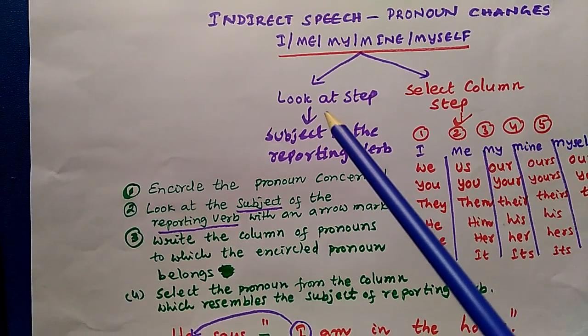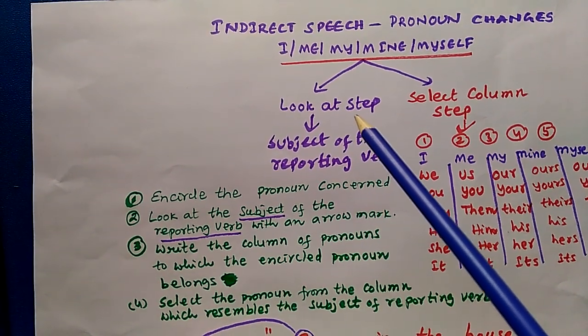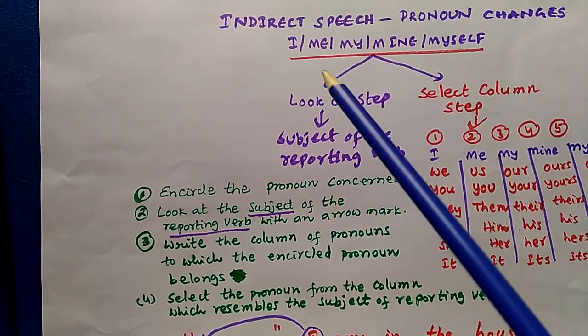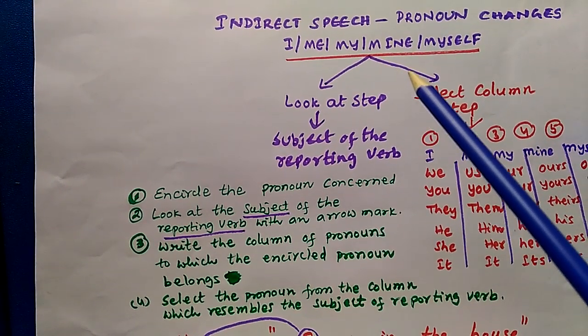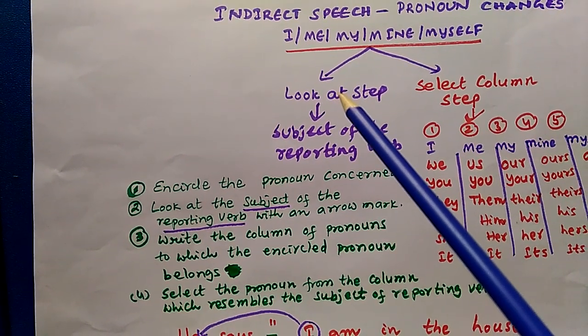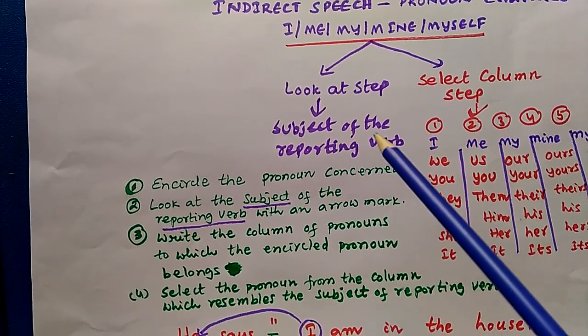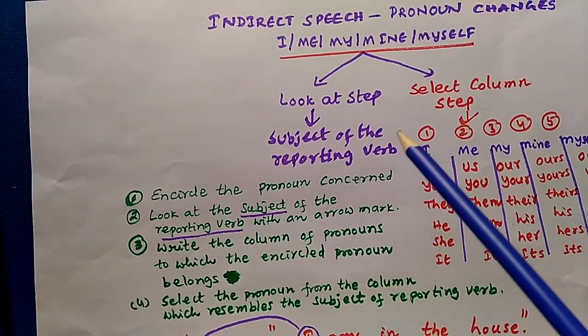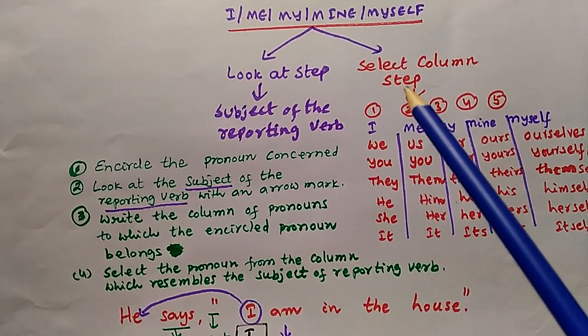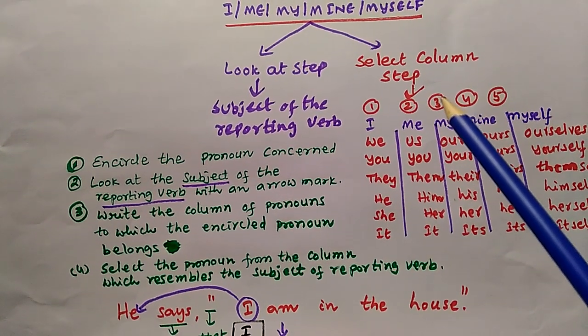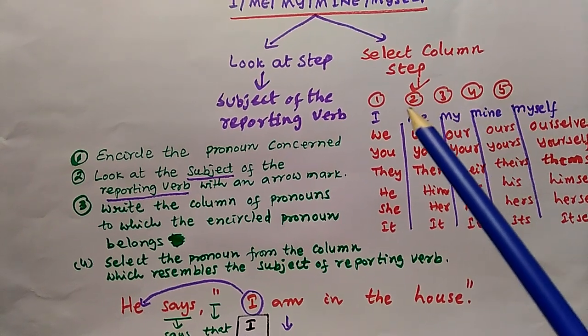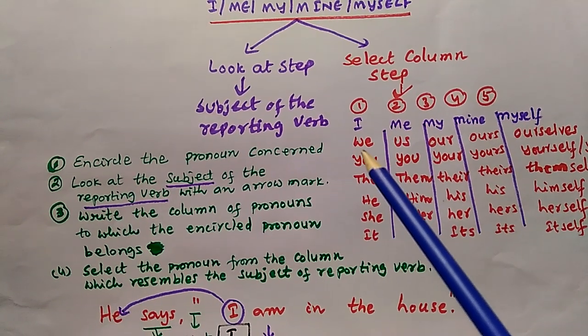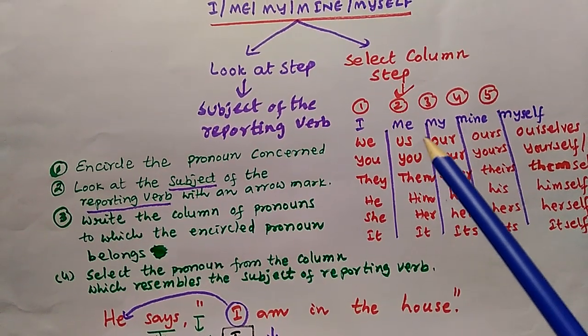First one is look at step. That means whenever they find I, me, my, mine, myself, they may be asked to look at the subject of the reporting verb. This is the first step. And then they may be asked to select the column. That means there are five columns of the pronouns.